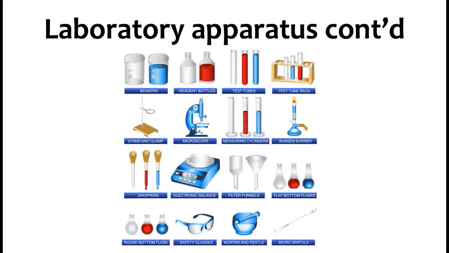We have the test tubes, the test tube rack, the Bunsen burner, measuring cylinder, the weighing balance, the dropping pipettes, your retort stands, your funnels. We have the Buchner funnel and the ordinary funnel. We have the round bottom flasks, the flat bottom flasks, and certain safety apparatus that are used in the lab, like goggles, your lab coat, and so on and so forth.